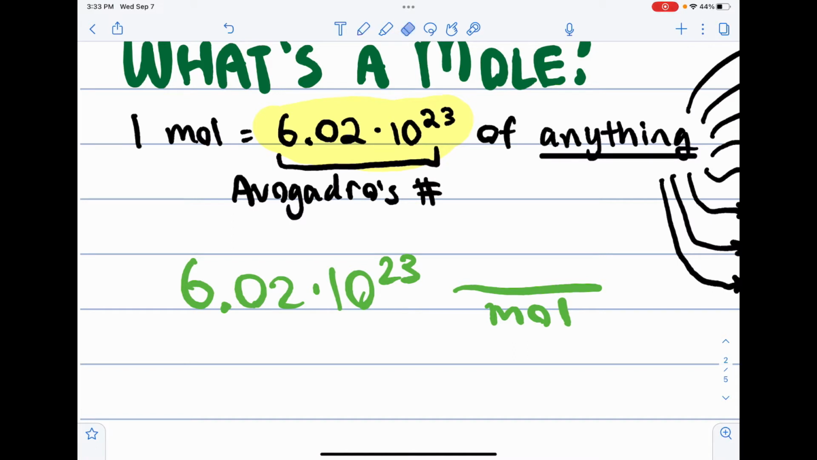So for example, if your problem includes this, or if they give you this number on your test, it's going to be mole to the negative first power. And remember that anything to the negative first power means 1 over that thing. So you can rewrite this as just the fraction bar over top of it. And that's going to be Avogadro's number.